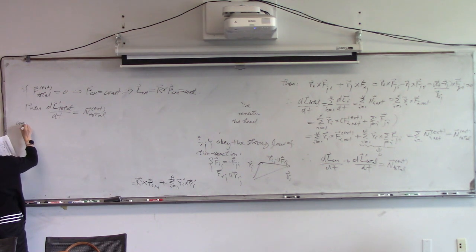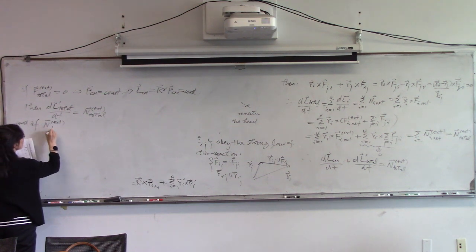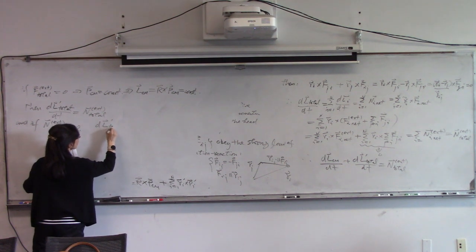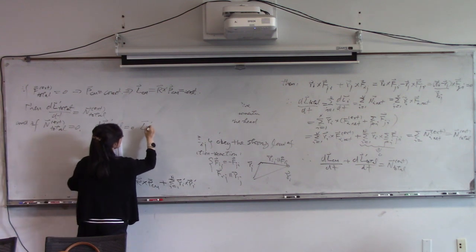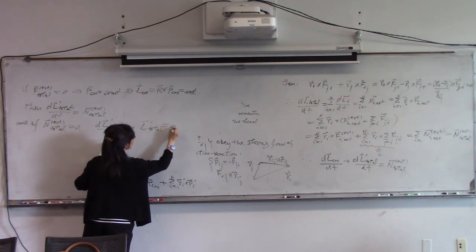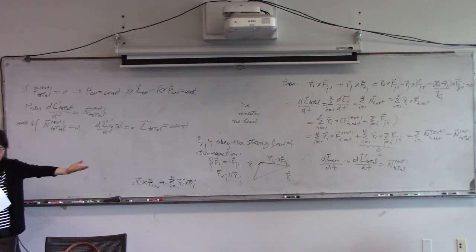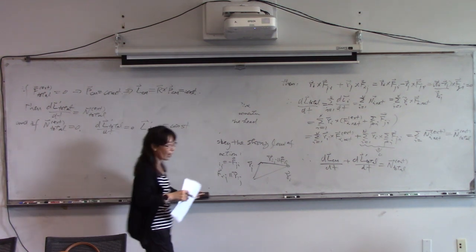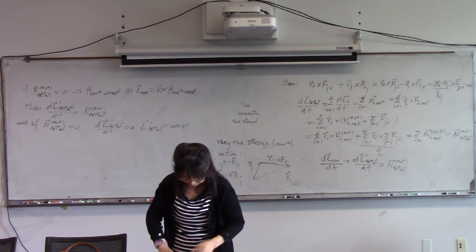And second, if the total external torque is 0, then this relative total angular momentum is constant, right? So we have two conditions for the total angular momentum to be conserved. First, the total external force should be 0, and second, the total external torque should also be 0. Then the system is conserved, the total angular momentum is conserved.